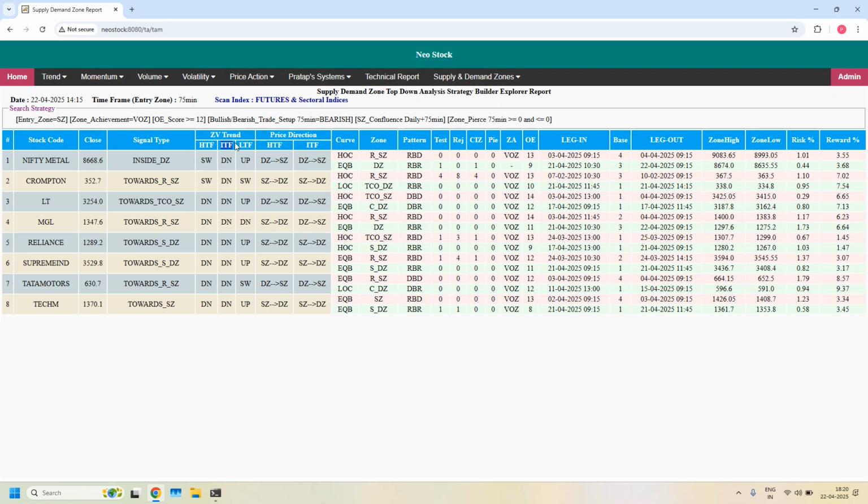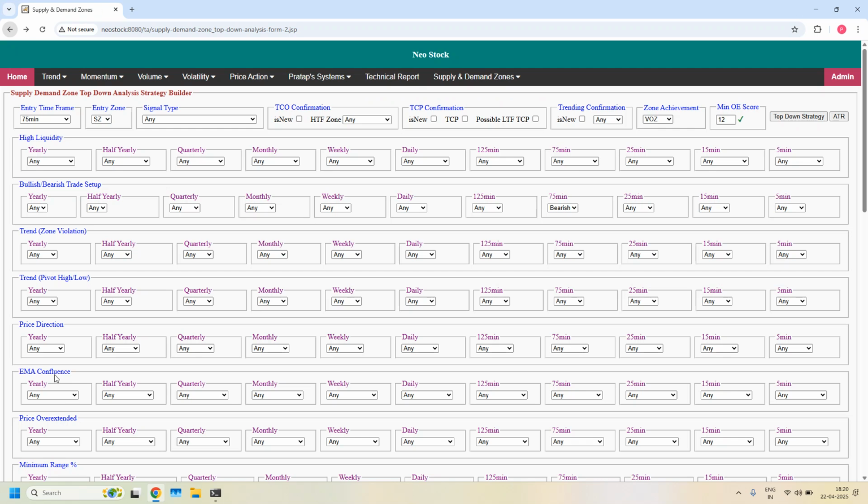And daily trend is down in all the stocks. So if daily supply zone is having daily EMA Confluence, then the overlapped 75 minute supply zone might be having more high probability to get success. That we will filter in the EMA Confluence at daily time frame, because 75 minutes is overlapped with daily. So we are checking daily supply zone having daily EMA Confluence or not. Anyway, daily trend is downtrend.